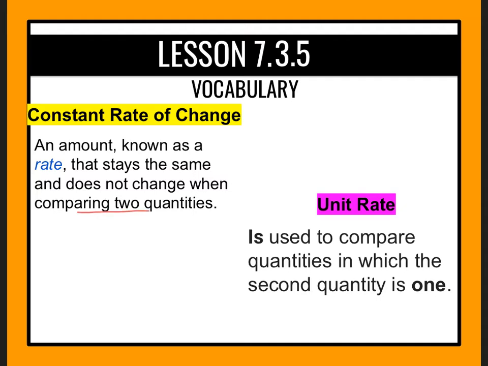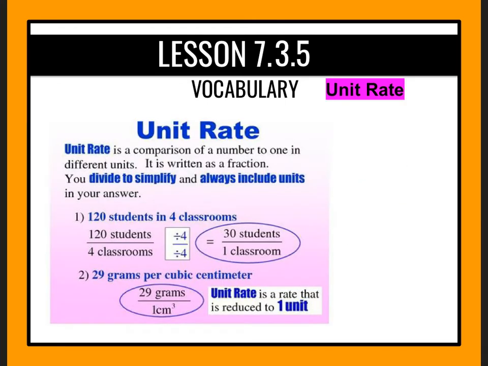Unit rate is also used to compare quantities in which the second quantity though is out of one. So I always like to reference this prefix here, this part of the word unit, uni, okay, which means uno, right? Out of one. So that's sometimes helpful for students to remember. So another example in our vocabulary. So you may want to take the time to write that in your notes. What is a unit rate? It's a comparison of a number to one in different units.